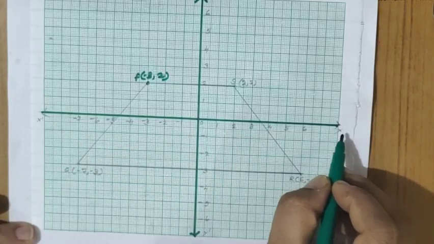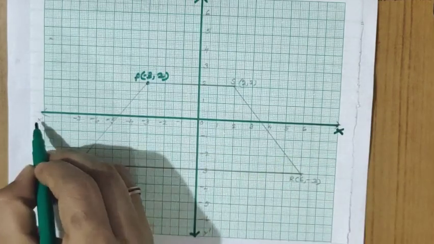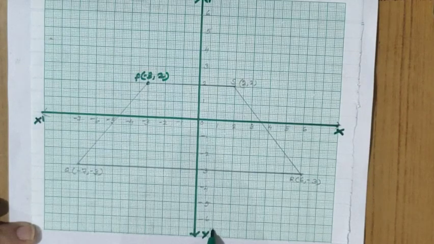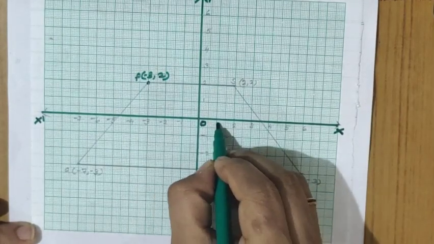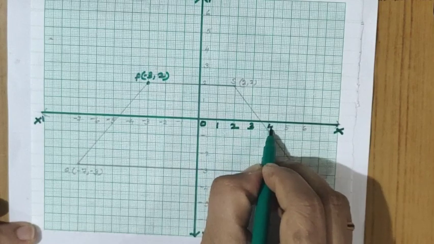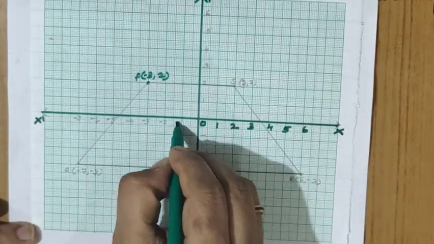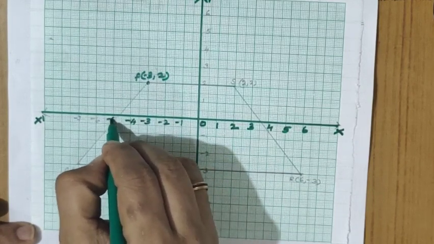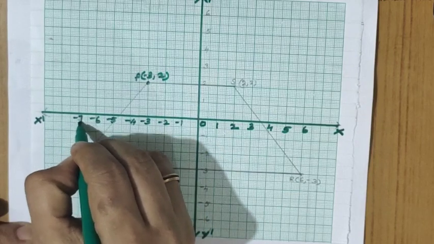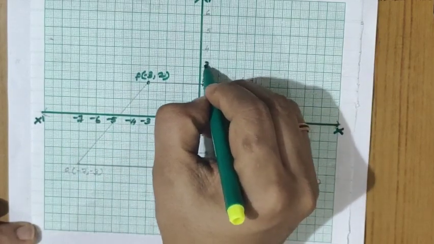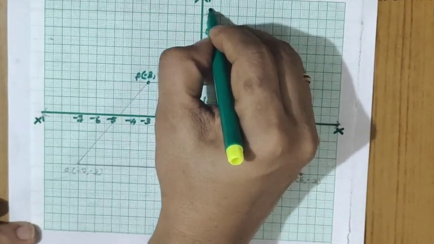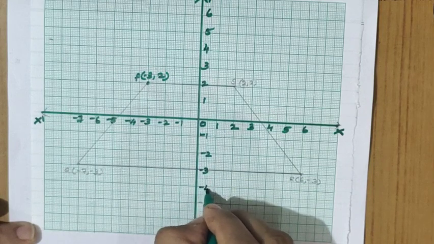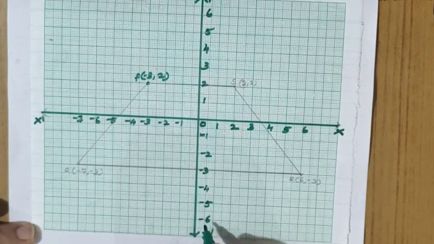So we have completed the x-axis and y-axis. Name them correctly. Here x, x dash, here y, and y dash. Now 1 centimeter, first origin. 1, 2, 3, 4, 5, 6, -1, -2, -3, -4, -5, -6, -7. Similarly here also 2, 3, 4, 5, 6 all positive. -1, -2, -3, -4, -5, -6.